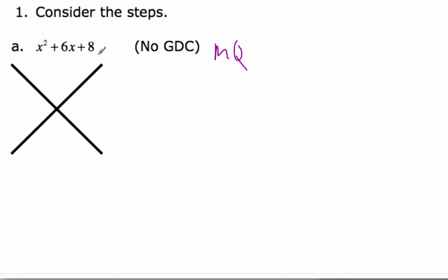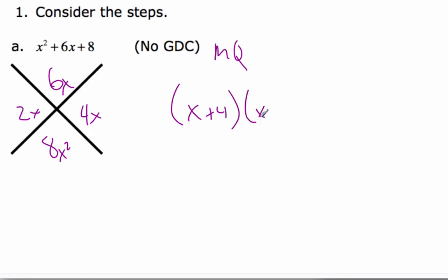The magic question says what two values multiply to get 8 and add to get 6x. Well, I know that I can have a 4 and a 2 to do that. And so it's x plus 4 and x plus 2. This is not necessary. If you go straight to here, please do so.